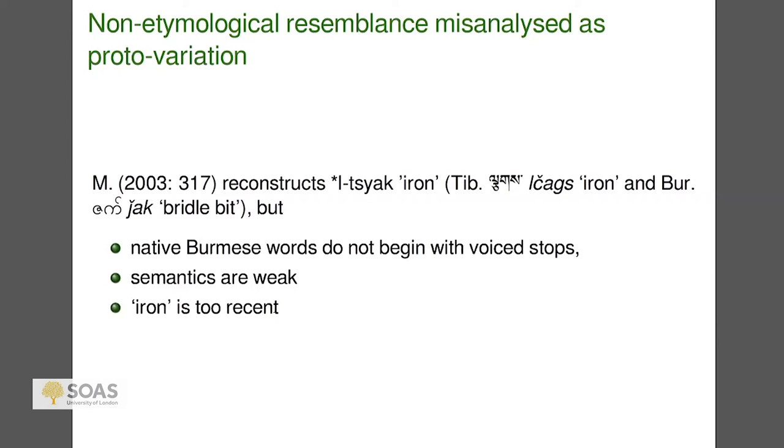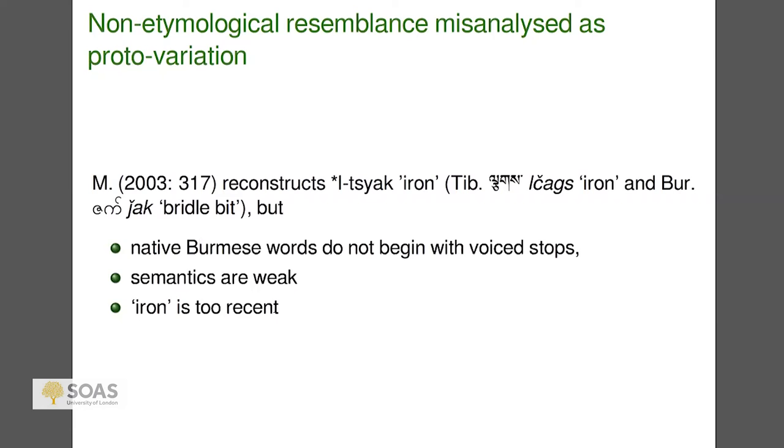And most helpful in this regard is that clearly the Proto-Sino-Tibetans didn't know iron, because iron came after bronze, and bronze and iron were, let's say, discovered by the Chinese in historical times, more or less. Bronze a little bit prehistoric. So iron is too recent to be reconstructable.